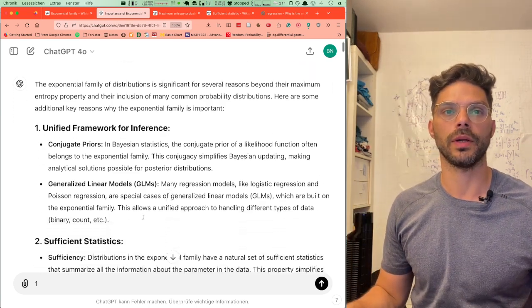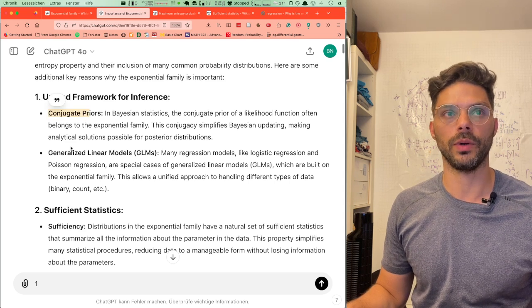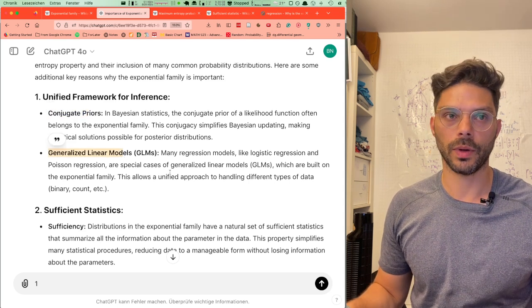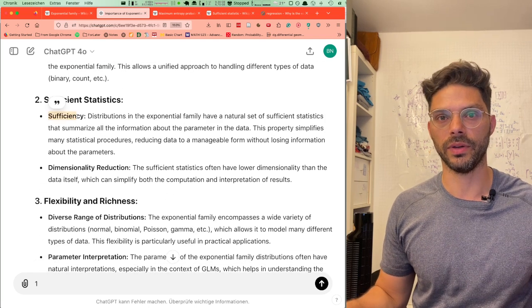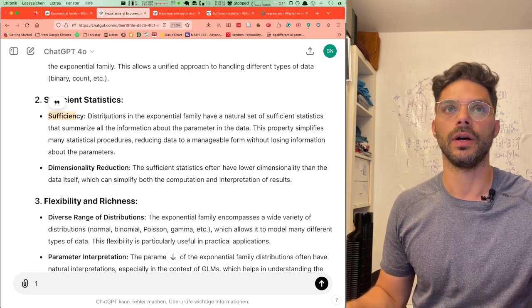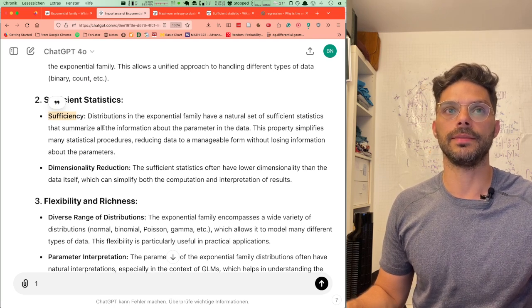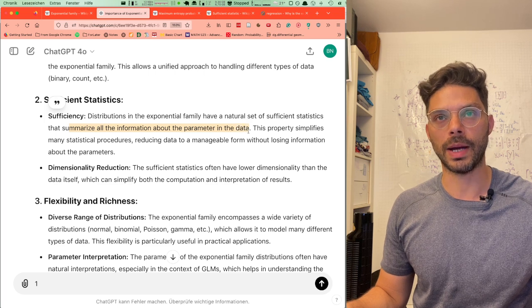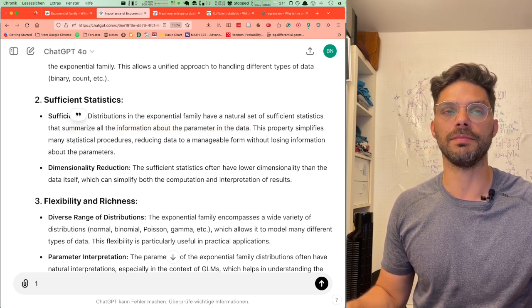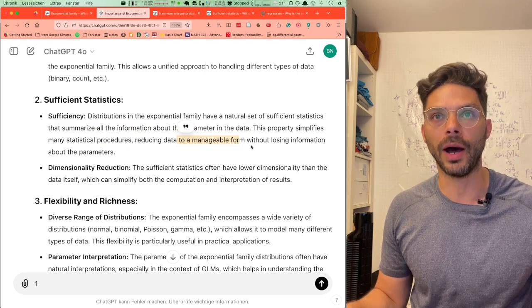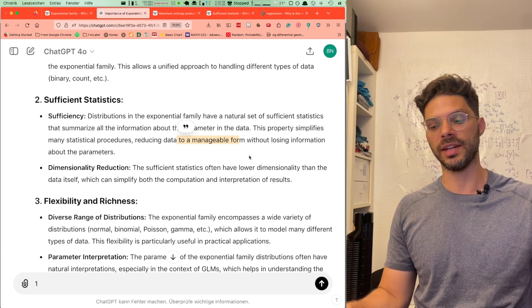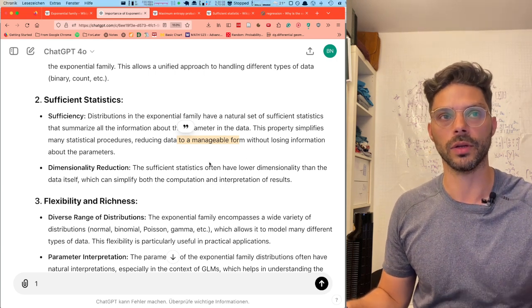Okay, so talked about conjugate priors. We'll see that as well. Generalized linear models, we just touched on that. Okay, so sufficiency. This is what we talked about, a really important property. It's mentioning it again. That summarizes all the information about the parameter in the data, and this simplifies many statistical procedures, reducing data to a manageable form without losing information about the parameter. So this is essentially lossless compression of your data.